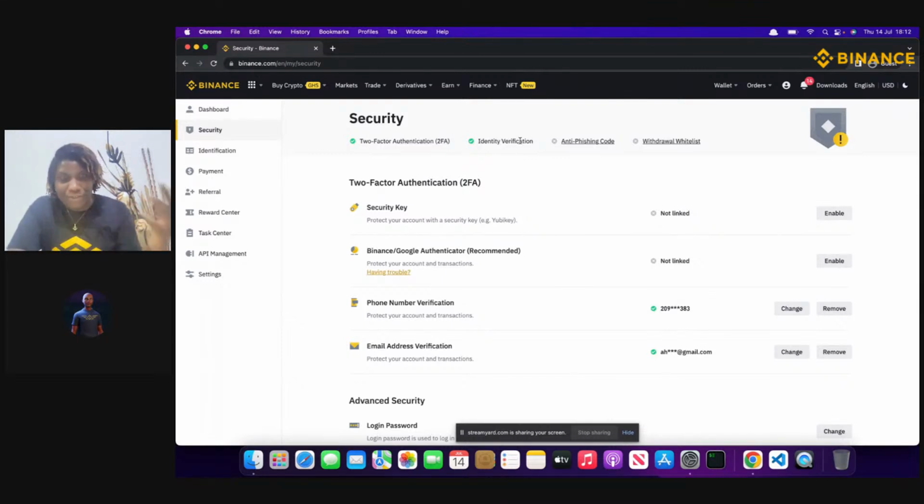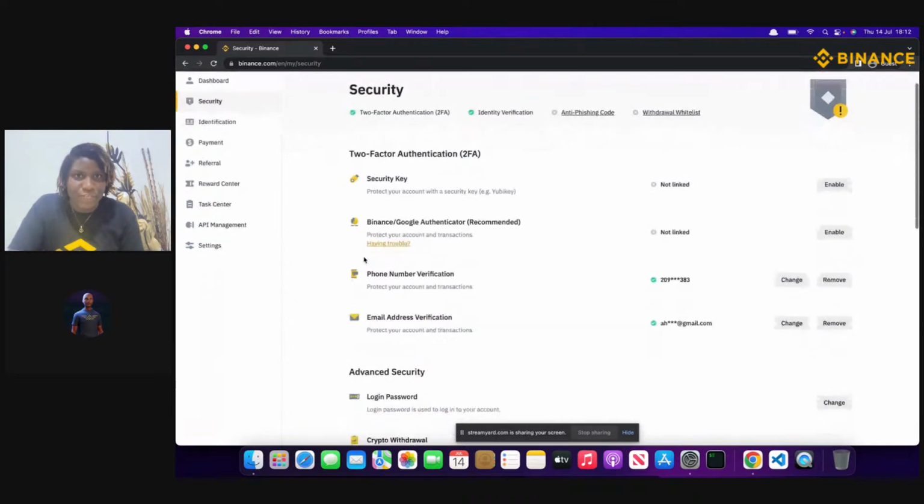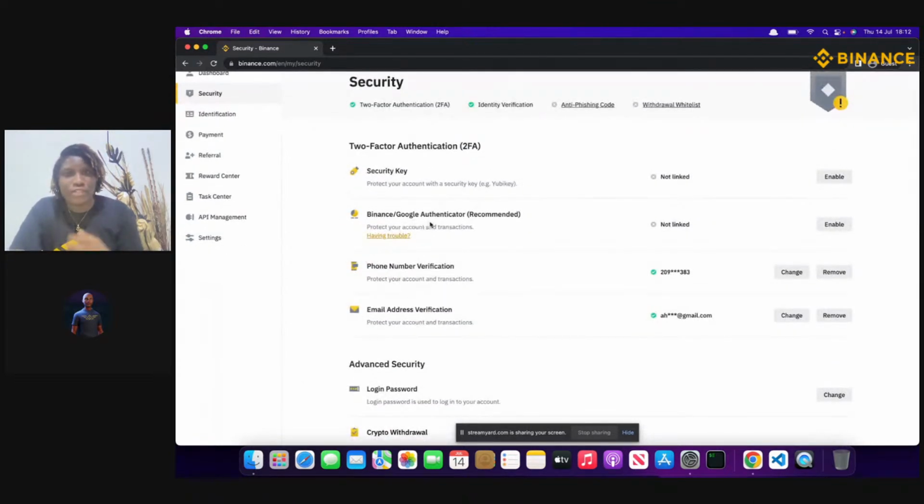The identity verification is what I took you through. After doing this process, you ensure that you have your 2FA. There are so many modes of 2FA here. We have the Binance or Google Authenticator, which is really important. As you can see, it's not enabled here, but it's important that you enable it. You have the phone number verification and the email address verification. That is done, but this is not done. So always ensure that you have your Google Authenticator enabled. As a newbie, this is really important, so you need to enable it.